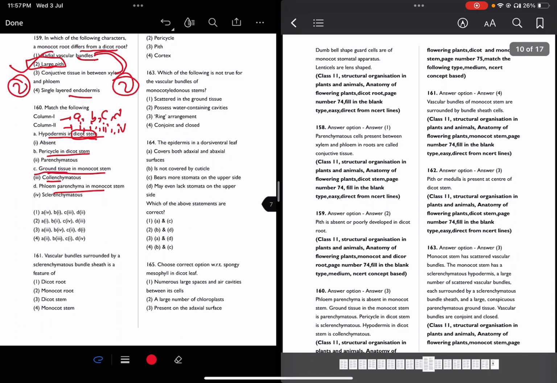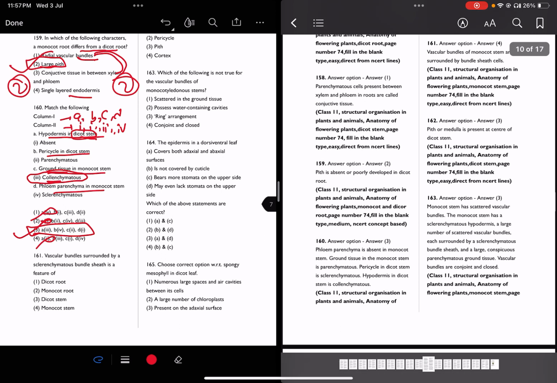So this is collenchymatous. If you read, dicot stem has collenchymatous hypodermis, monocot has sclerenchymatous. So collenchymatous is dicot stem. So A is 3. You can approach it directly from this only. Explanation we will read all.